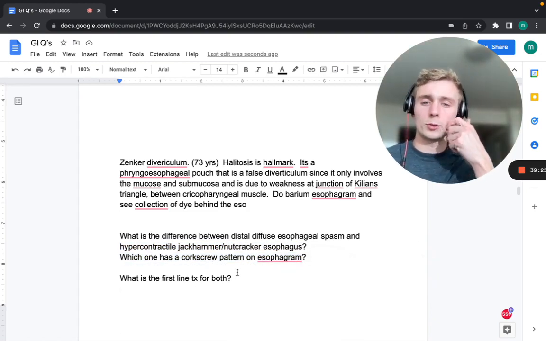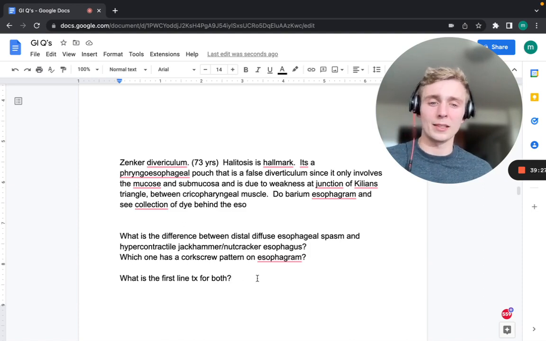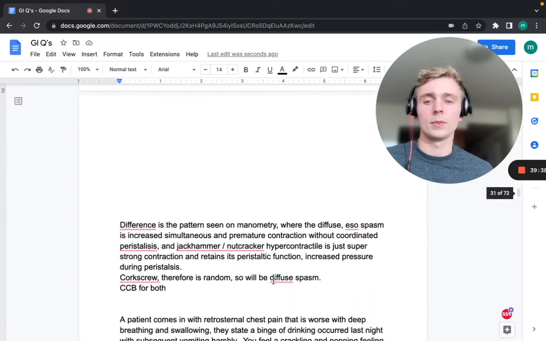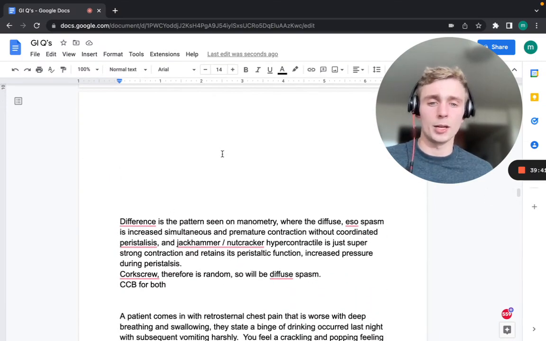So again, what's the difference between a distal diffuse esophageal spasm and a hypercontractile jackhammer nutcracker esophagus? Which one has corkscrew and what's the first-line treatment? So the difference is the pattern seen on manometry.